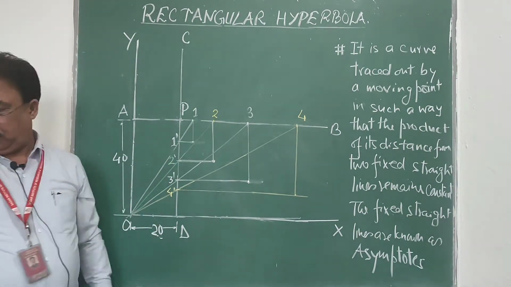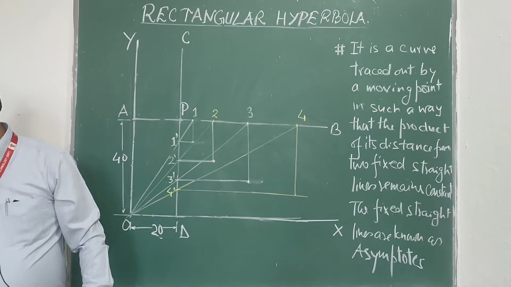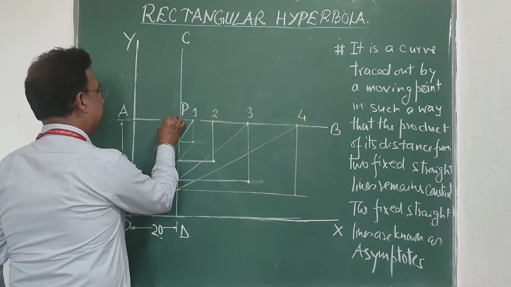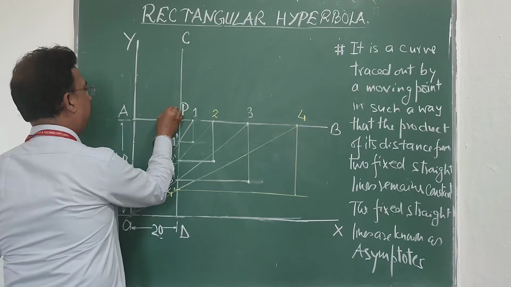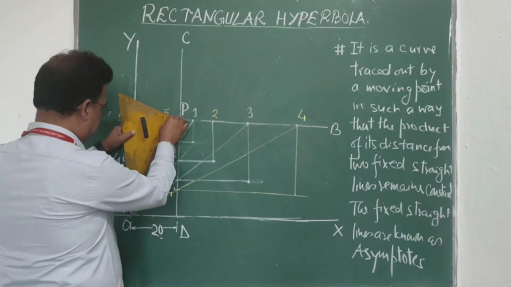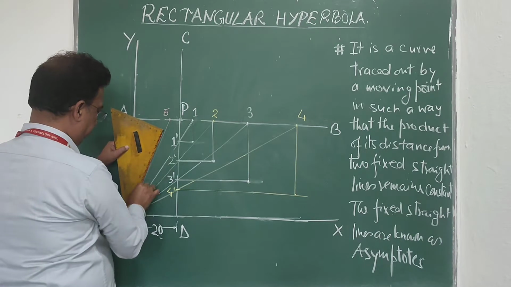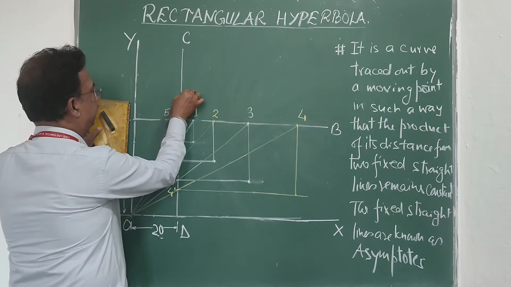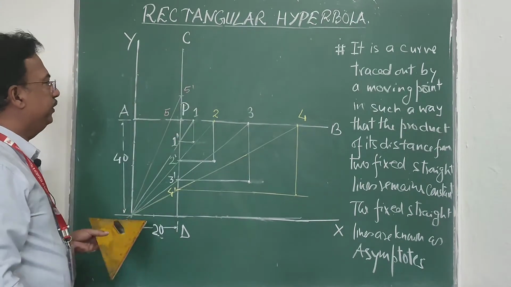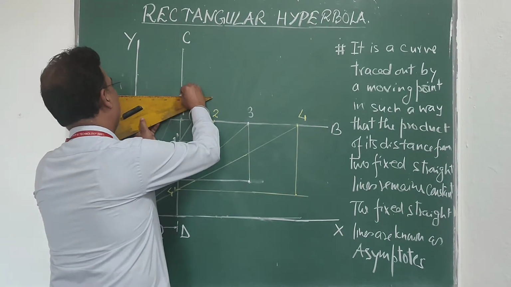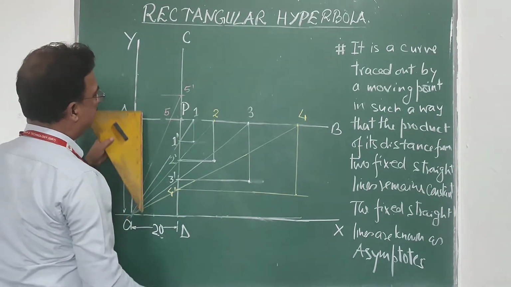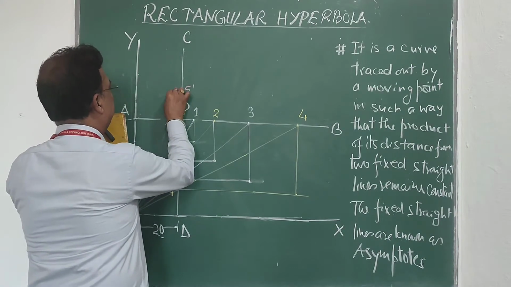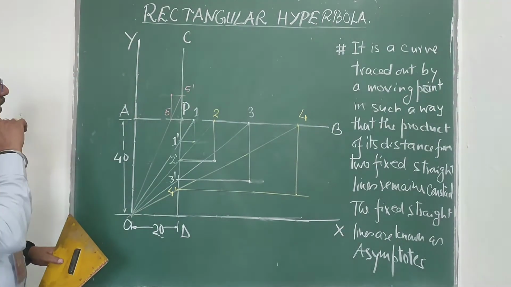Same method I will adopt. Take the opposite side of this point P, and suppose I will mark another point. Suppose that point will be small 5. Now join this 5 with O and extend this upside, so it will cut the upper line at, suppose, point 5 dash. Now from this 5 dash draw a line parallel to OX, and from this 5 draw a line parallel to OY. The intersection will be again a point on the curve.